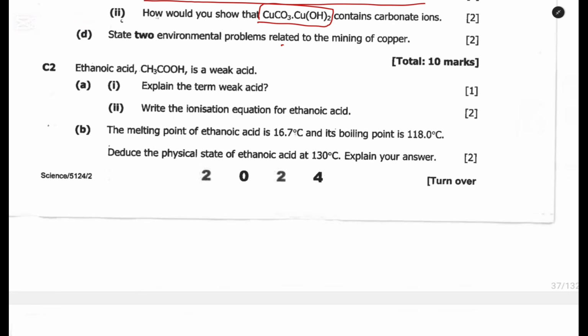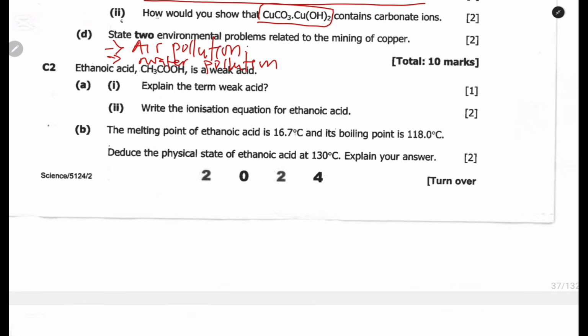Question 1D reads, state 2 environmental problems related to the mining of copper. One of the environmental problems as a result of copper mining is air pollution. During the extraction and processing of copper, dust is produced. This pollutes the air. So air pollution can be as a result of processing of copper and also extraction. Then it causes water pollution.